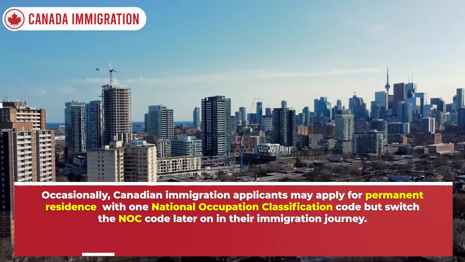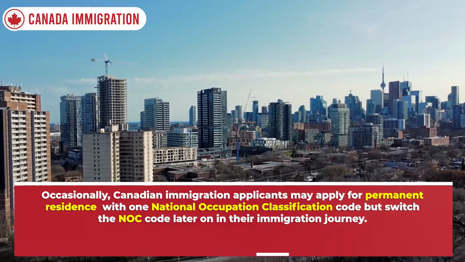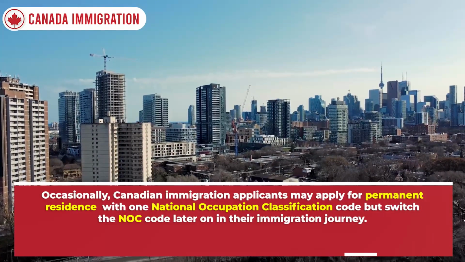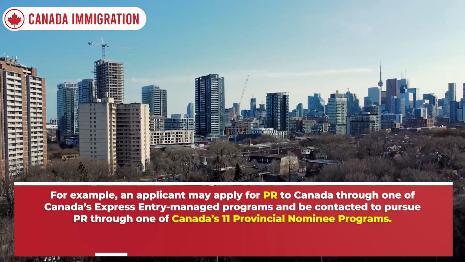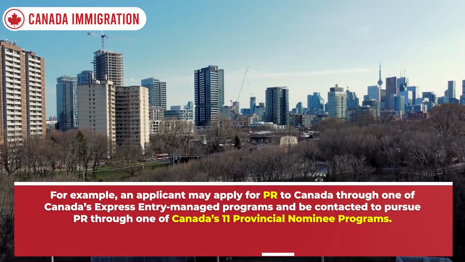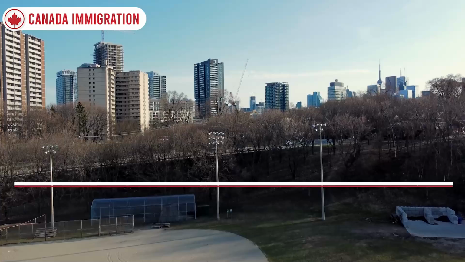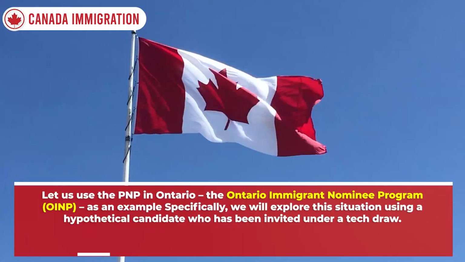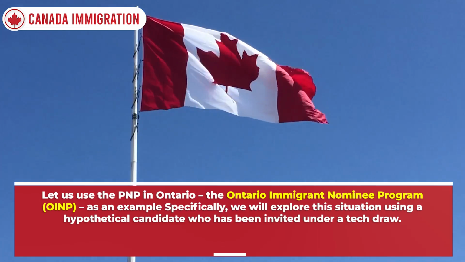Occasionally, Canadian immigration applicants may apply for permanent residence with one National Occupation Classification code but switch the NOC code later on in their immigration journey. For example, an applicant may apply for PR to Canada through one of Canada's Express Entry managed programs and be contacted to pursue PR through one of Canada's 11 provincial nominee programs. Let us use the PNP in Ontario, the Ontario Immigrant Nominee Program, OINP, as an example.